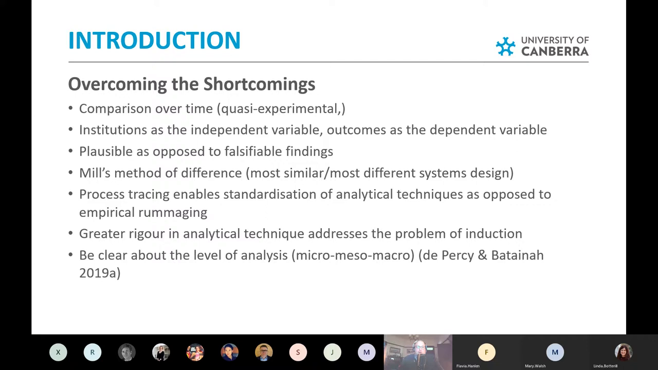But what I find is that this idea of process tracing enables standardization of our analytical techniques as opposed to the empirical rummaging that Thelen refers to. Process tracing is basically having a way of tracking the historical issues and implications over time that have led to a given result. And if we can use a standard process of tracing these processes in policy or whatever it is we're looking at, it tends toward greater rigor in our techniques.